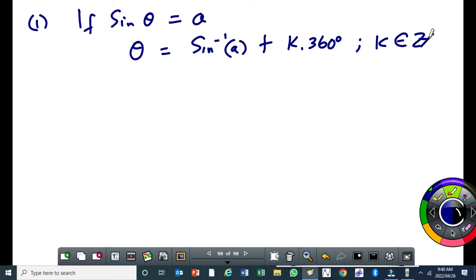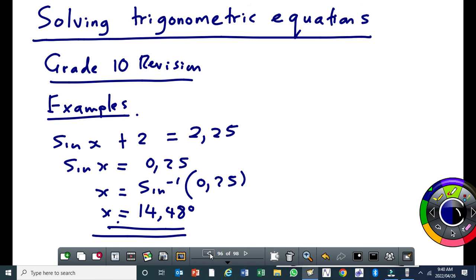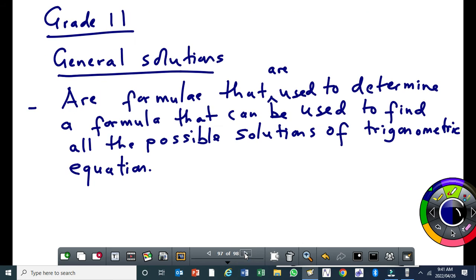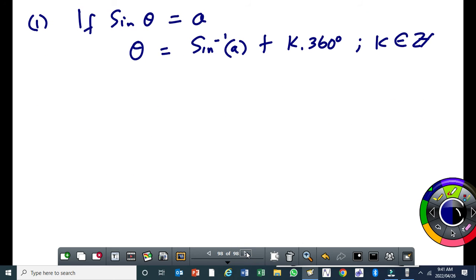I said if we add 360 to this, we get 374.48. 374.48 will also be a valid solution to this equation. If I add minus 360 to this one here, I won't get a solution because this is positive. But if I subtract this from 180, I'll get a value in the second quadrant. That value, if I add 360 to it, will be a valid solution. That's where this k comes in. That's k times 360 there.